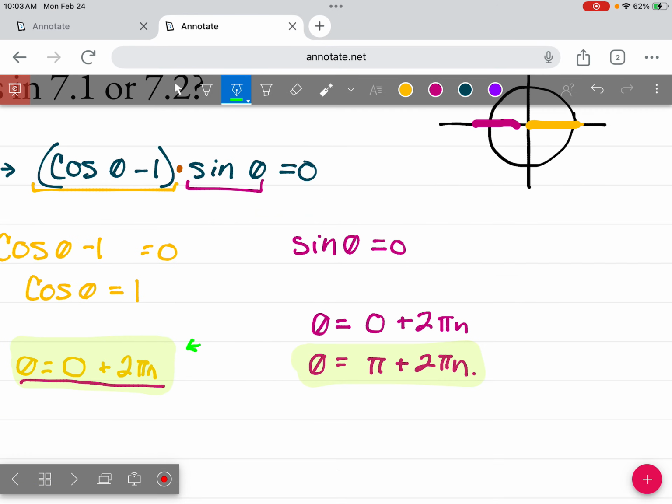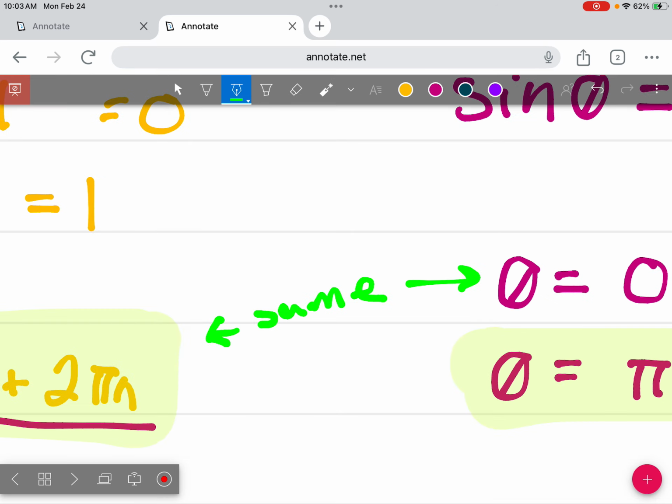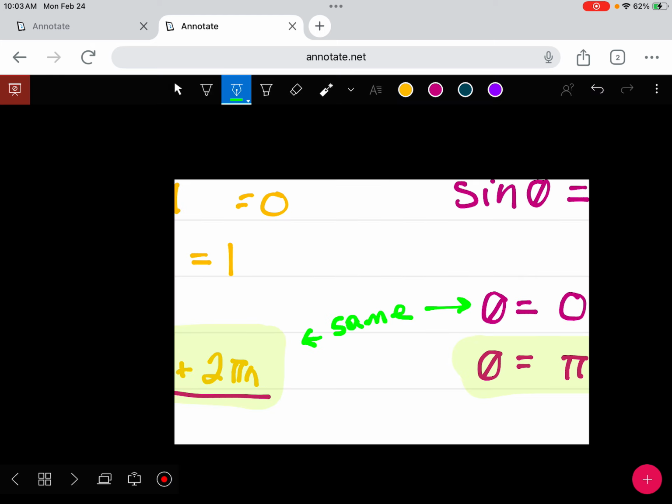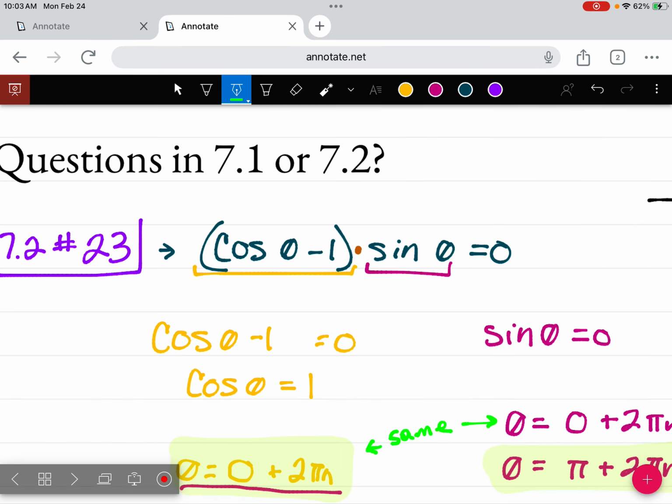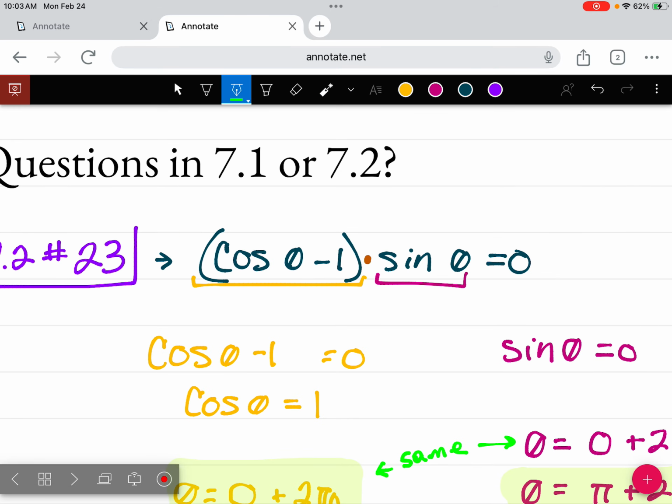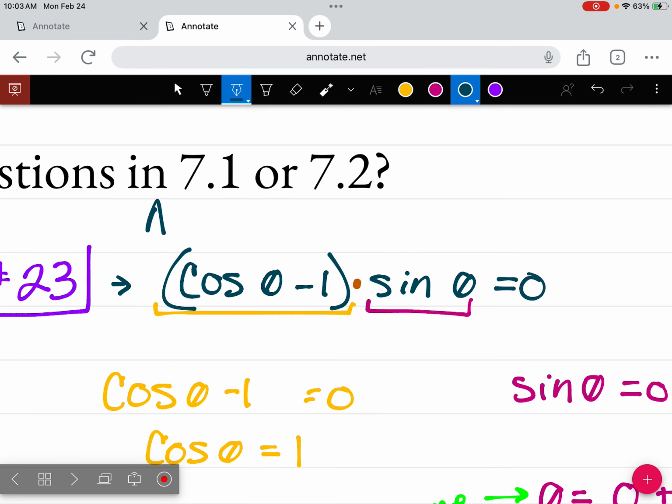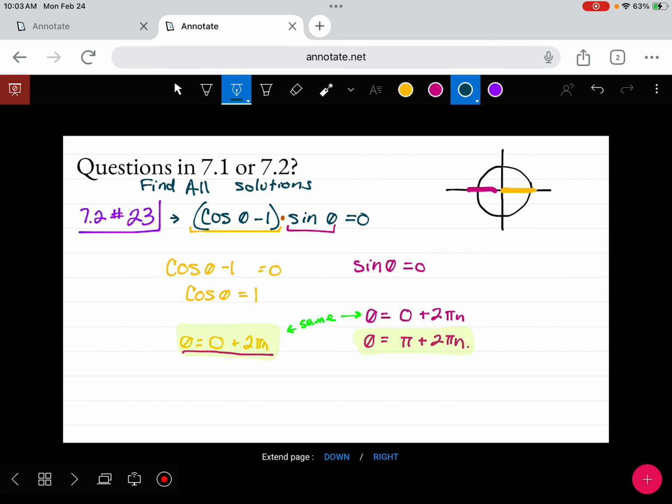I'm just going to put this note here because these are the same. It'll say in the instructions to find all possible solutions or to find on the interval. Yes, and this one just had the instructions of all solutions. If it says find on the interval, that's when we're going to have our finite list, our limited values.